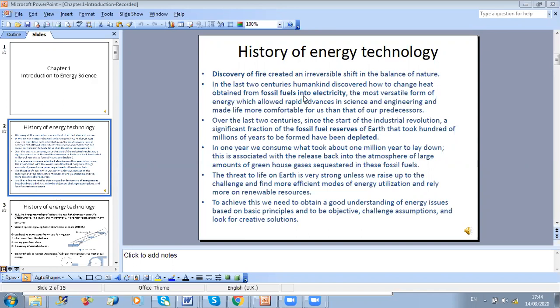Now, in the last 2 centuries, humankind discovered how to change heat obtained from fossil fuels into electricity. So you can start to see the link between the different modes of energy. From fire first, we are burning fossil fuels, and then we can convert heat that is produced from burning fossil fuels into electricity. We will see how in this course, and electricity is the most important form of energy, which allowed very rapid advances in science and engineering, and made life much more comfortable for us.